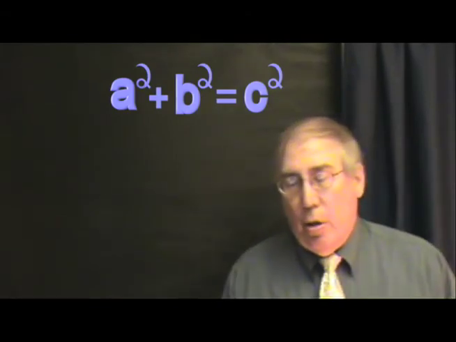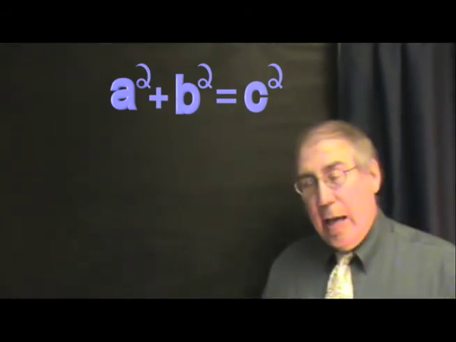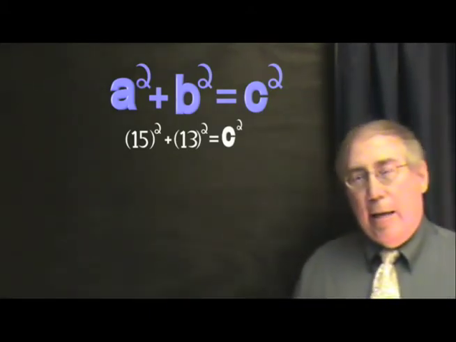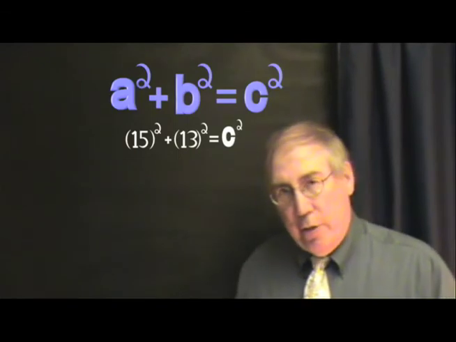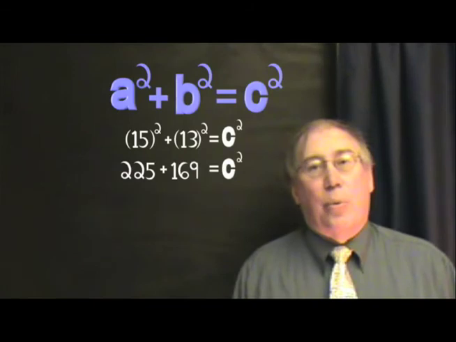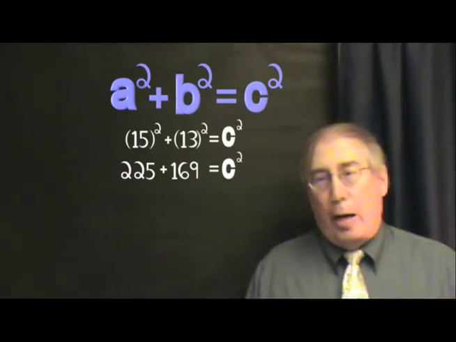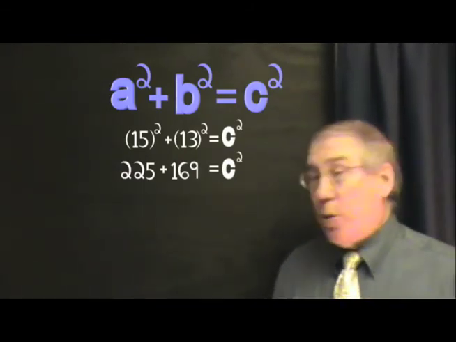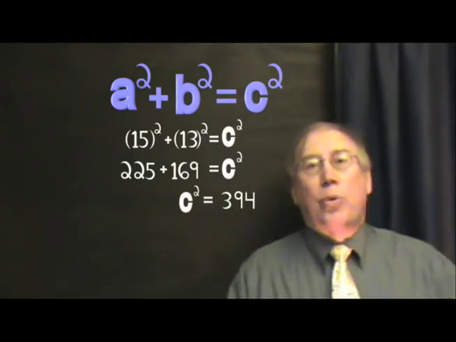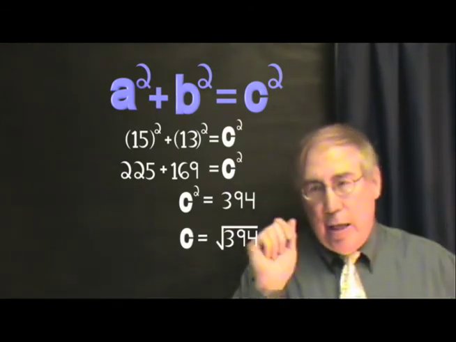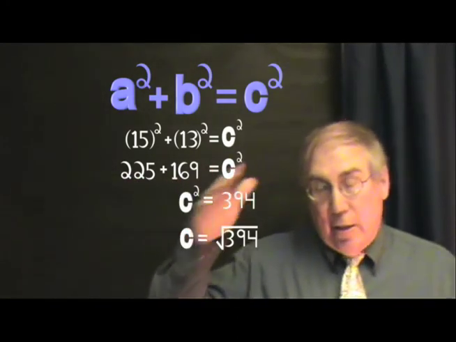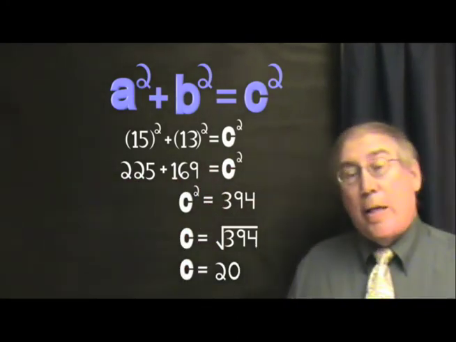So A squared is going to be 15 squared and B squared is going to be 13 squared, and those equal C squared. So we get 225 plus 169 equaling C squared, and C squared equals 394. Now we have to take the square root of both sides, and so C equals the square root of 394. That's the length of the slide, which is approximately 20 feet.